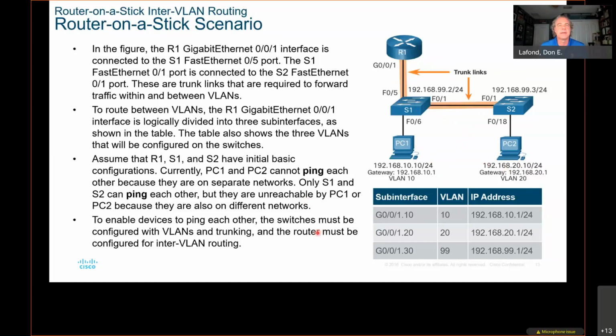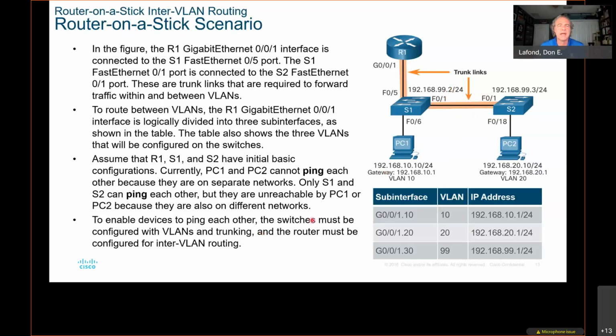So only S1 and S2 can ping each other. So these two can ping each other, but they are unreachable by PC1 or PC2 because they are also on different networks. So they're talking about this guy can't talk to that guy. Actually, this guy is on 9. These two can because they're both on the 9. It looks like they're both on the 99 network, maybe. I don't think so. It's a weird configuration for a network with 4 ports to have /24.